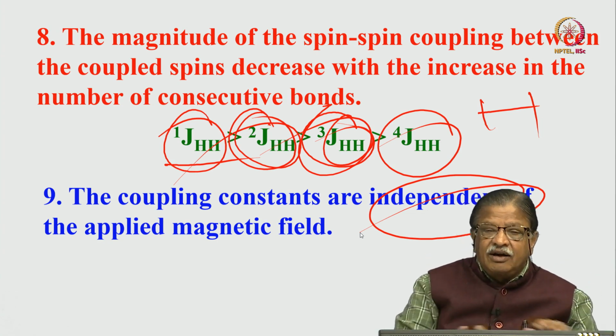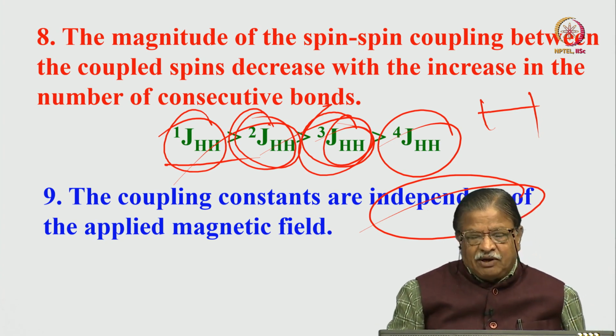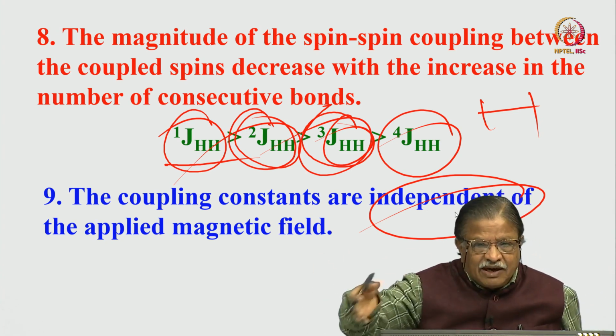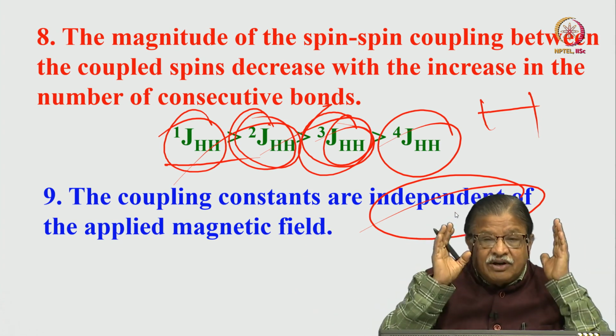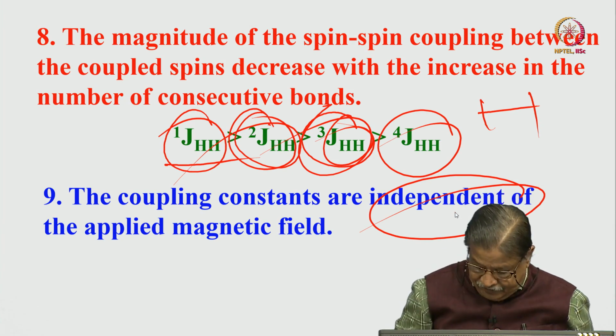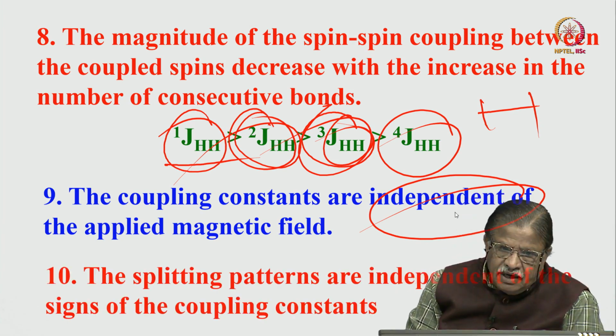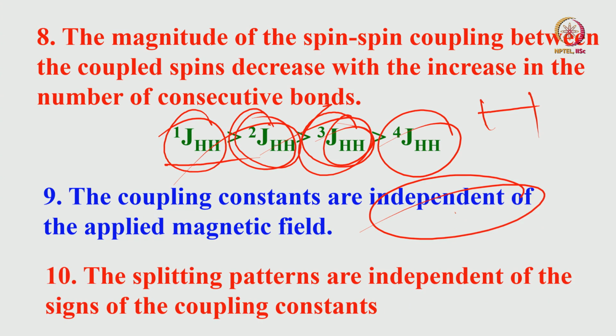Coupling constants, whatever value you measure at a particular frequency of the spectrometer, go to any other spectrometer, any other frequency, the coupling constant remains the same. It will not depend upon the magnetic field. And the splitting pattern is independent of the sign of the coupling constants. We will discuss that later.